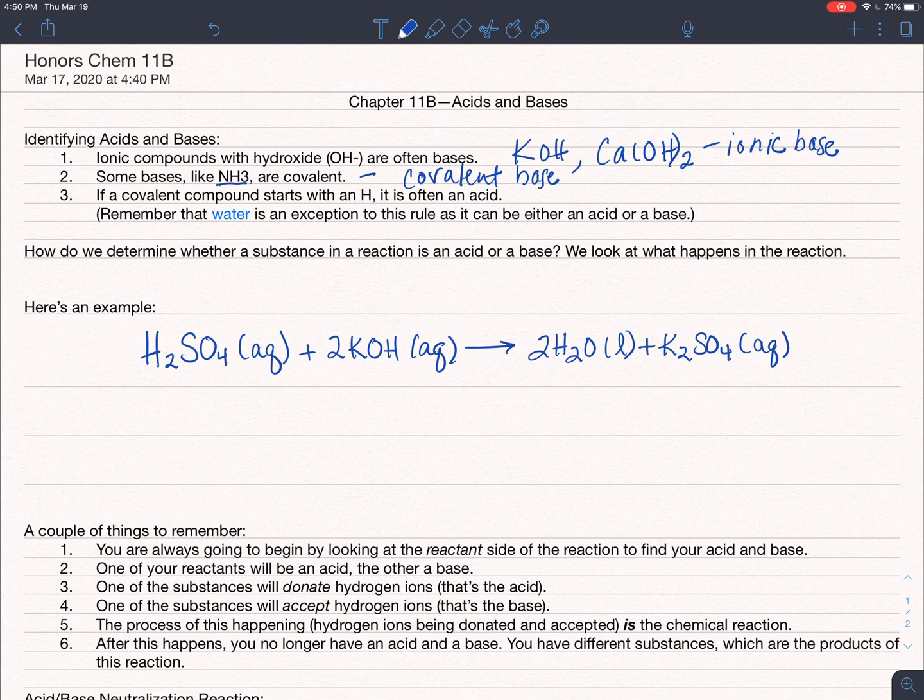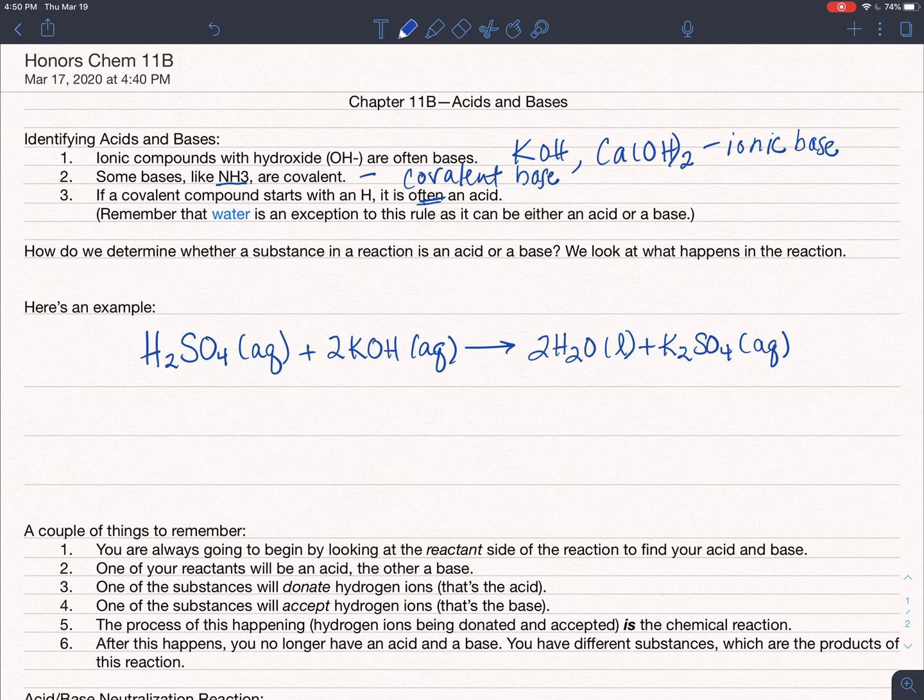Also, we know that if a covalent compound starts with an H, it is often, not always, but often an acid. We do have one exception to that rule, which is water, H2O, which obviously starts with an H, but it can be either an acid or a base. So those are a few rules we can use to help us determine whether a substance is an acid or a base. But how can we do that more definitively?